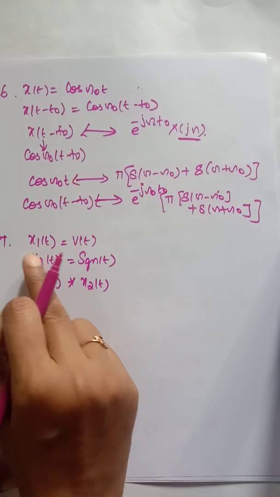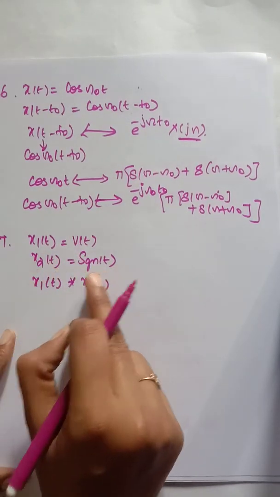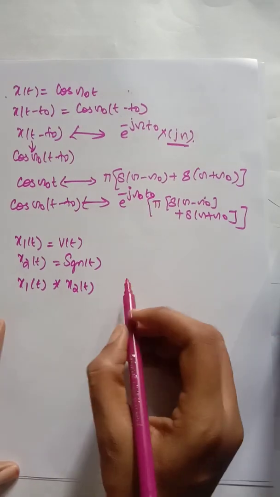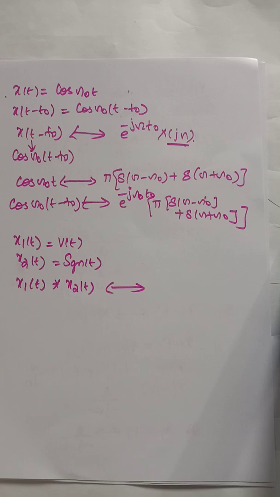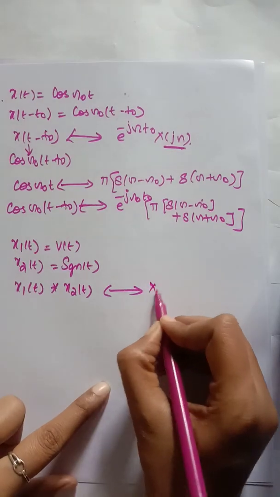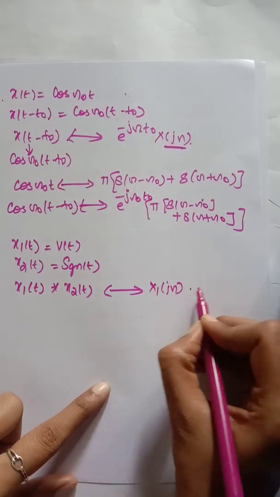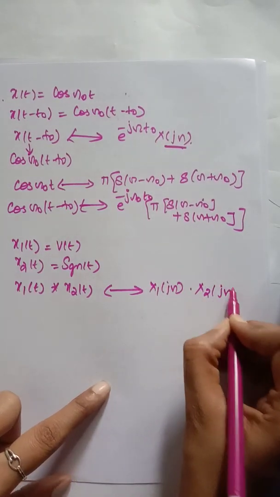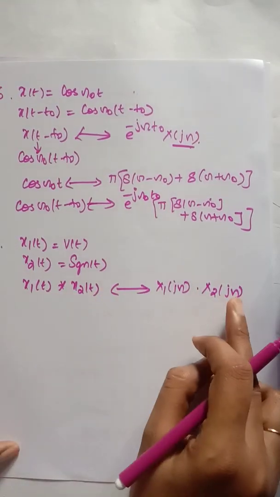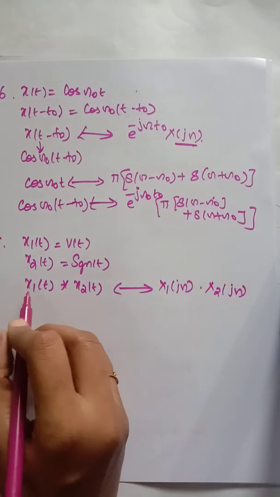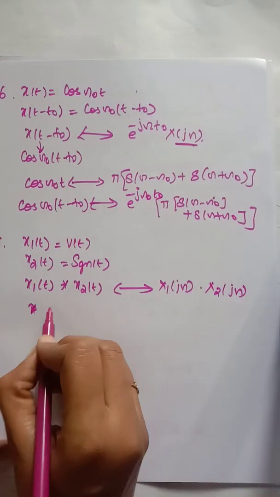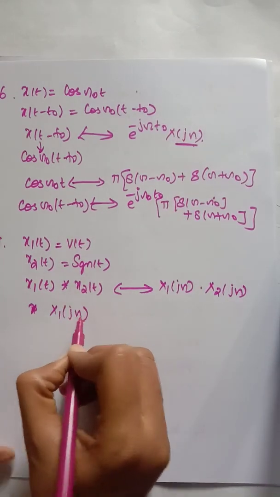Next problem: x1 of t is given, x2 of t is given. You need to perform convolution by the convolution property. The convolution of the two signals in the time domain is equivalent to the multiplication of the two signals in the frequency domain. So it is x1 of j ohm into x2 of j ohm. In order to find this, you need to know x1 of j ohm.